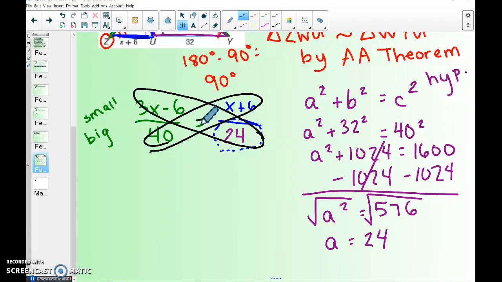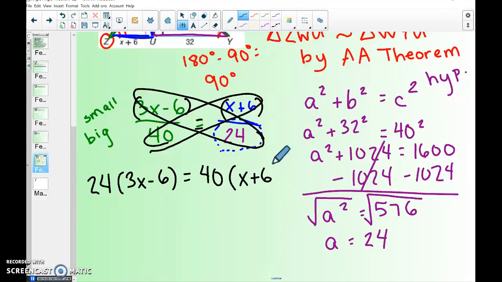Cross multiplying because we have an equal sign there. Now, what did we talk about in the other examples? If you have more than one thing, what do you got to put around it? Parentheses. So make sure you do that. So we have 24 times (3x minus 6) equals 40. Ooh, we're going to get some big numbers in here. Times (x plus 6). What do we have to do because of those parentheses?